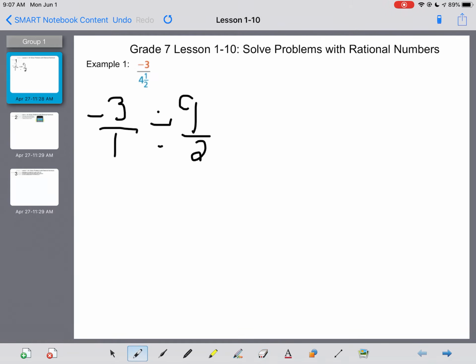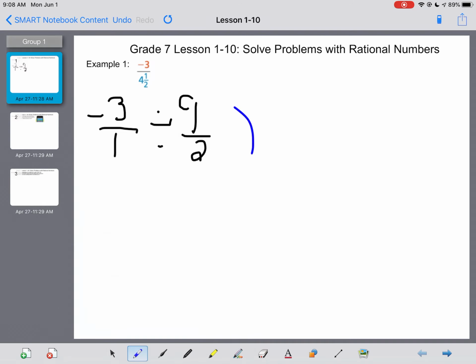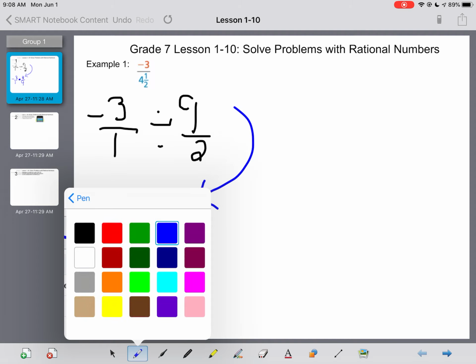Now, remember, instead of dividing, we want to keep and then multiply by the reciprocal. So we're going to keep the first fraction the exact same and then multiply by the flip, or reciprocal. So keep negative 3 over 1, flip the division to multiply, and then flip the 9 over 2 to get 2 over 9. So dividing is the same thing as multiplying by the reciprocal, or the flip, of the second fraction.